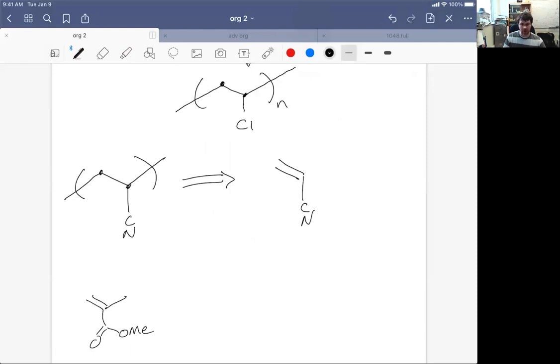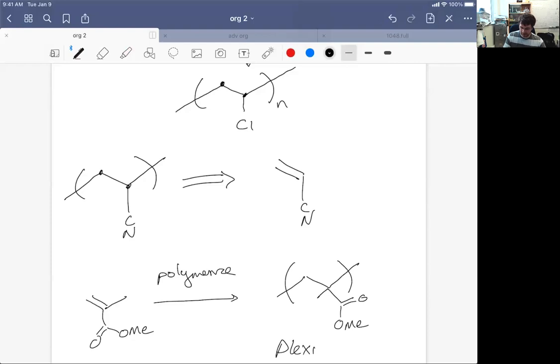This is methyl methacrylate. And if we polymerize this, we get polymethyl methacrylate, which has a methyl group and then this at this position, and this is plexiglass.